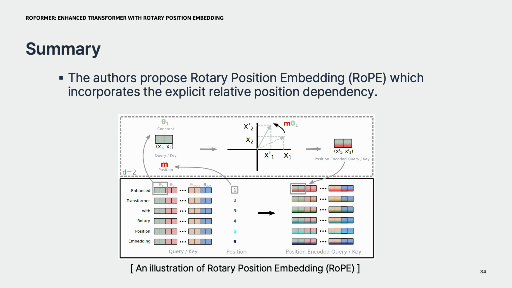In summary, rotary position embedding overcomes the limitations of conventional positional embedding methods by incorporating relative position information into the query and key inner products through rotation. It is simple to implement, maintains computational efficiency, and has been shown through various experiments to improve performance.